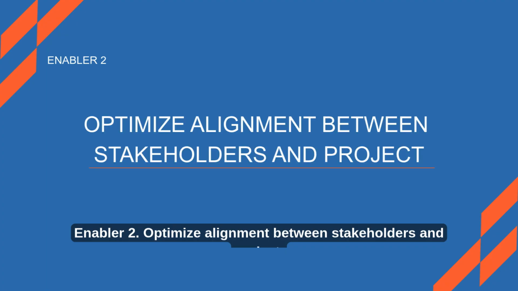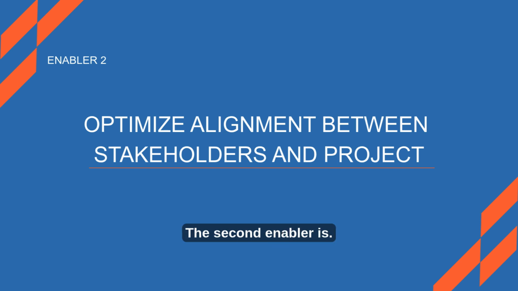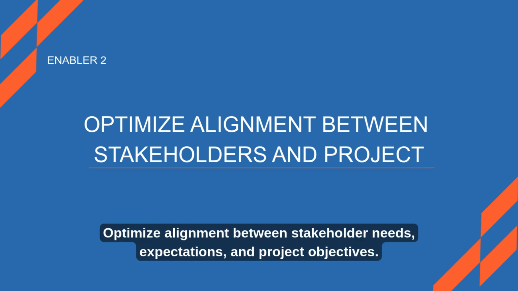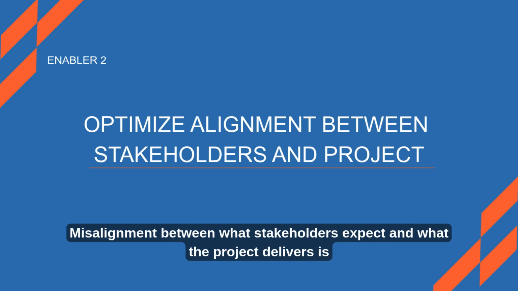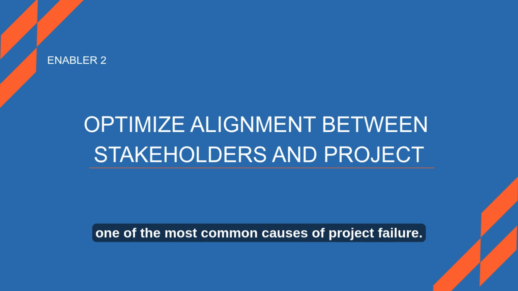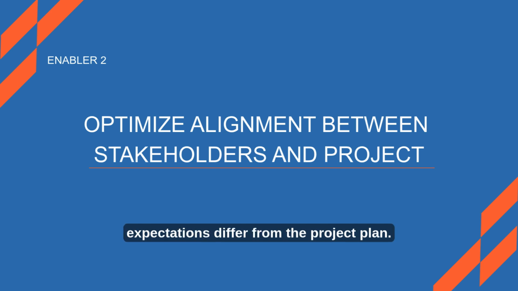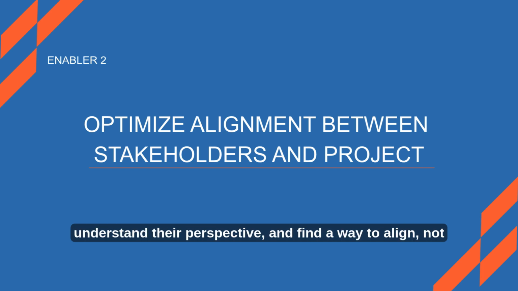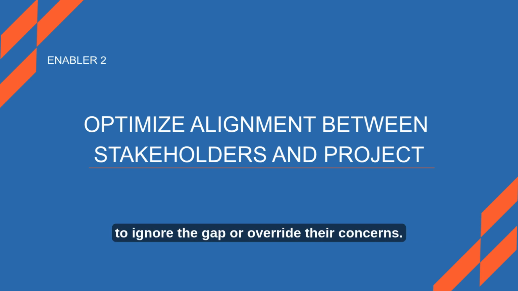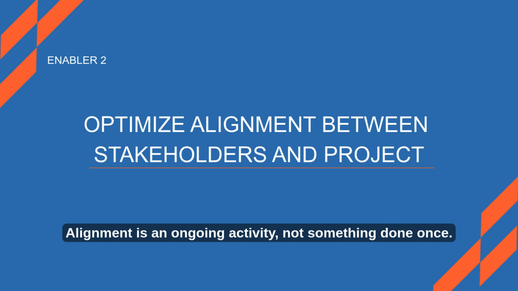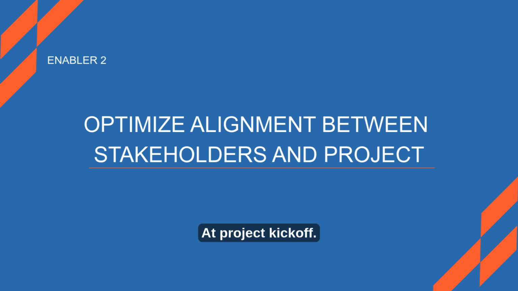Enabler 2, optimize alignment between stakeholders and project. The second enabler is optimize alignment between stakeholder needs, expectations, and project objectives. Misalignment between what stakeholders expect and what the project delivers is one of the most common causes of project failure. On the exam, alignment is tested in scenarios where a stakeholder's expectations differ from the project plan. The correct response is to engage the stakeholder, understand their perspective, and find a way to align, not to ignore the gap or override their concerns. Alignment is an ongoing activity, not something done once at project kickoff.